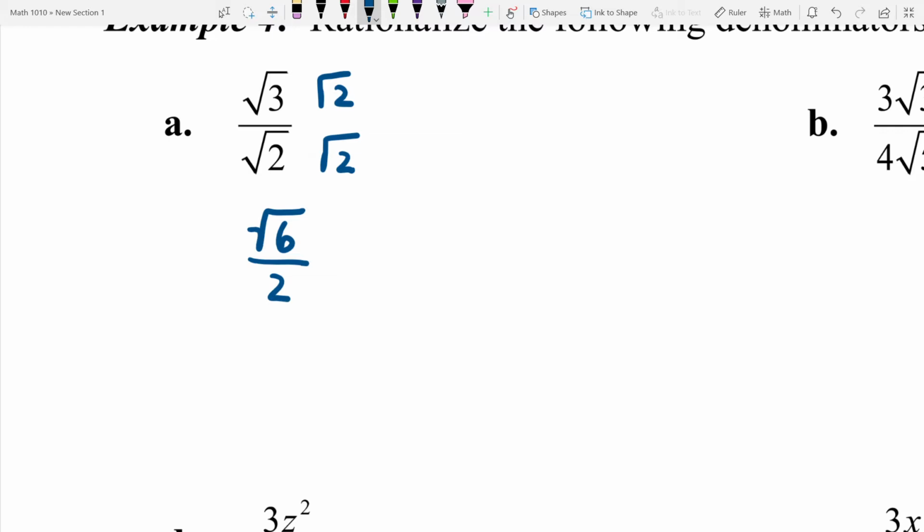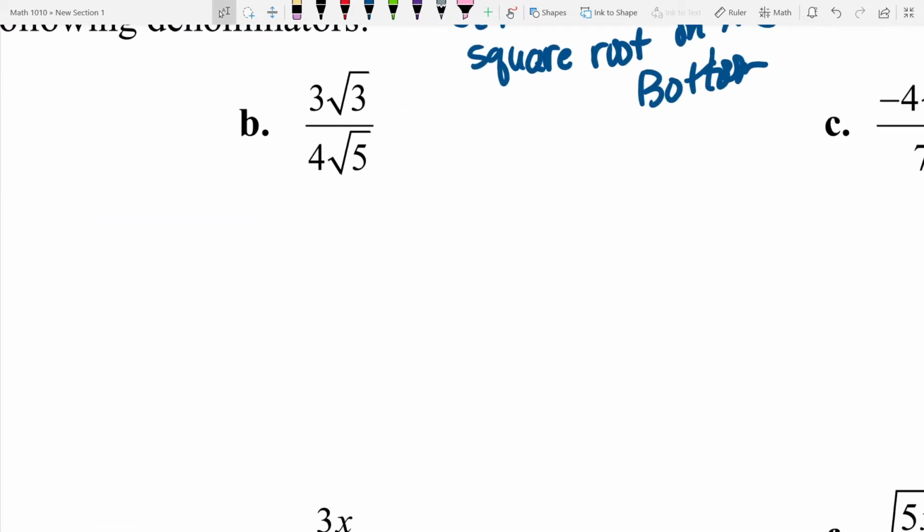Can I reduce the 2 and the 6 right there? No. Why not? One's in, one's out. The 2 is outside of the square root. The 6 is inside of the square root. That's all you can do. Okay, let's do the next one.